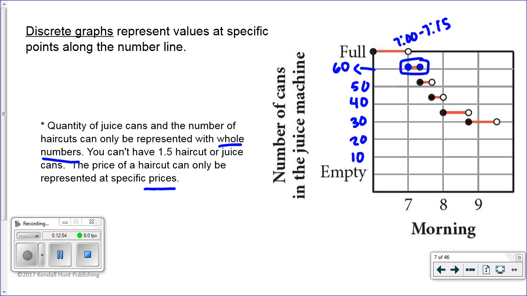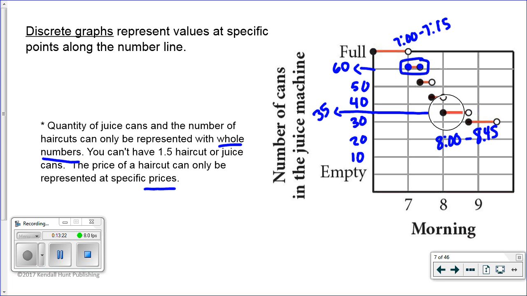So now let's take a look at this one. So it looks like from about 8 a.m. to 8:45 a.m. Again, there's a very specific number of cans in that machine. There might be exactly 35 cans in the machine. I can't have a part of a can.